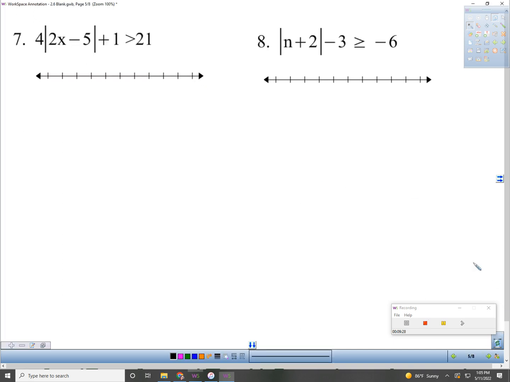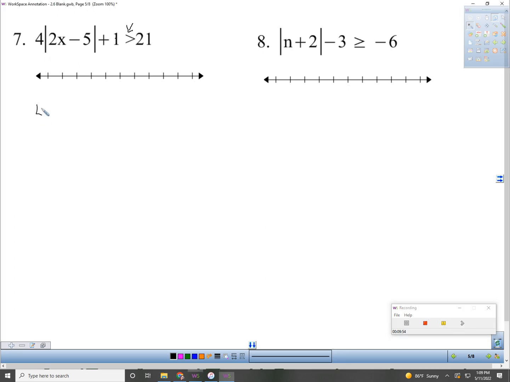All right, number 7. Okay, so I see that my absolute value is not isolated. I've got a 4 that's being multiplied here, and also have a positive 1. Also notice this is greater than, so that means that right now we have an or. So we'll see what we get when we get our absolute value isolated.